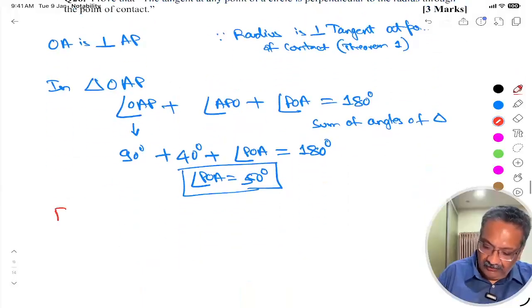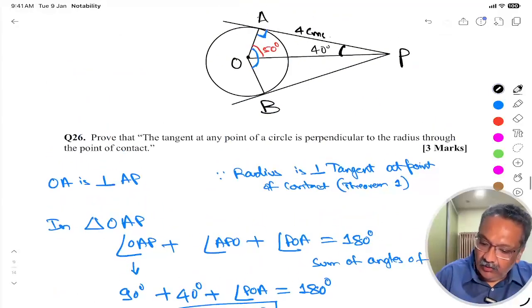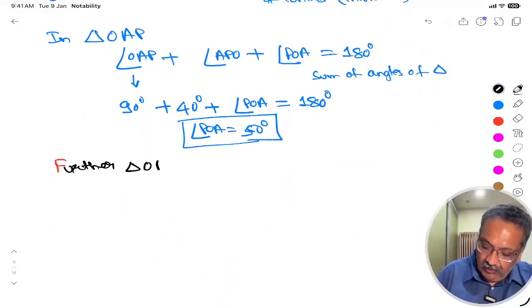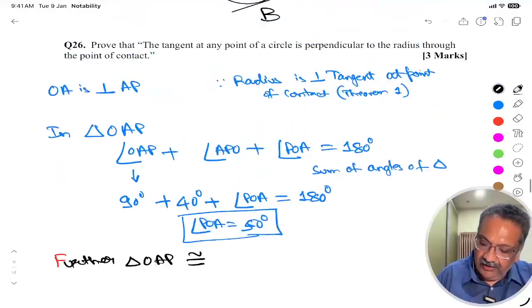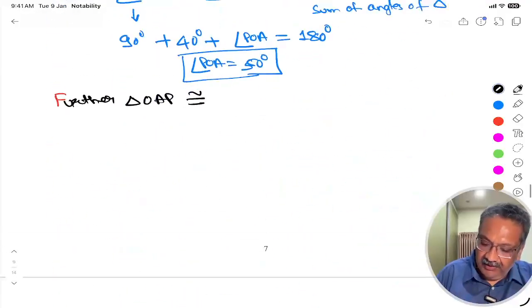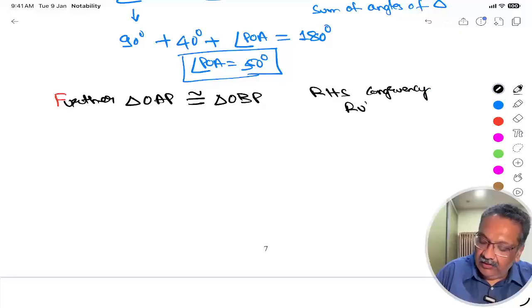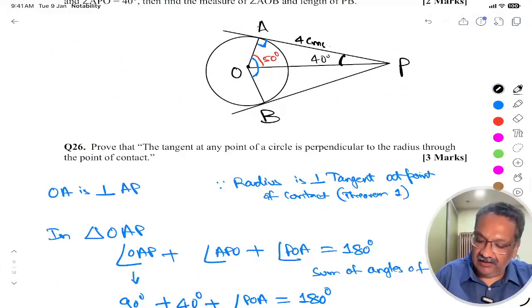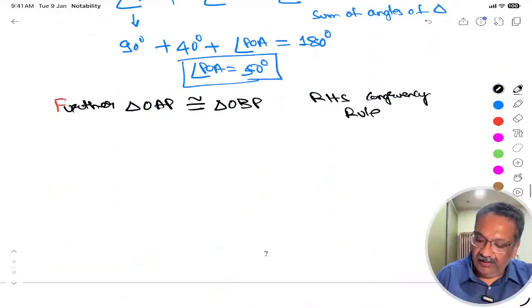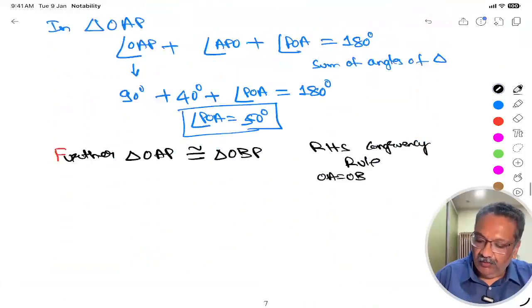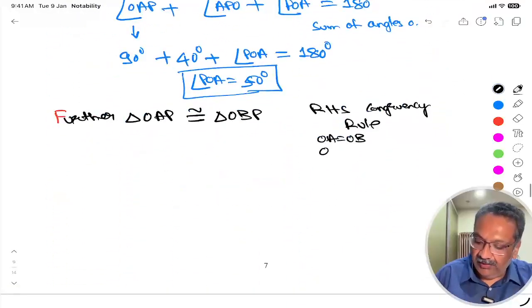Further we also have that triangle OAP is congruent to triangle OBP because of the RHS congruency rule. Because this is a right angled triangle. OA is equal to OB, and OP is equal to OP, the hypotenuse. OA and OB are radii of the same circle, and this is the hypotenuse.